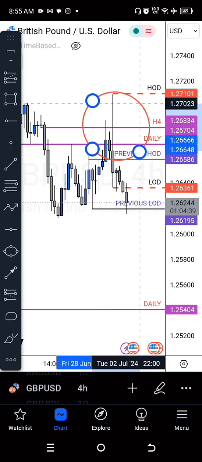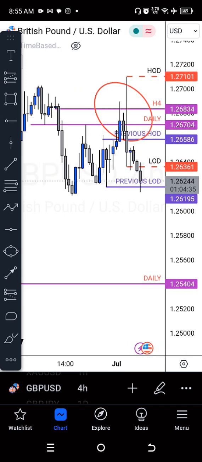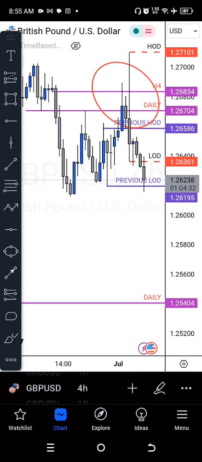Here, the market has used it severally to sell off. That's supply. So let me take it out.